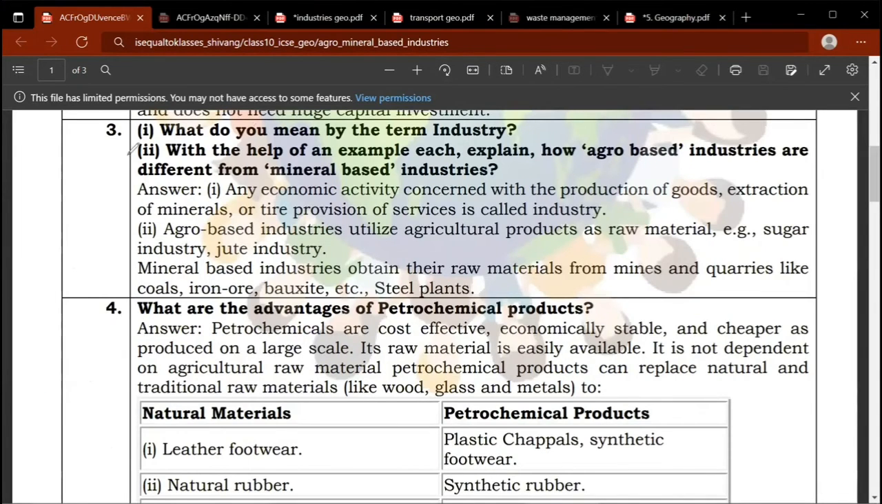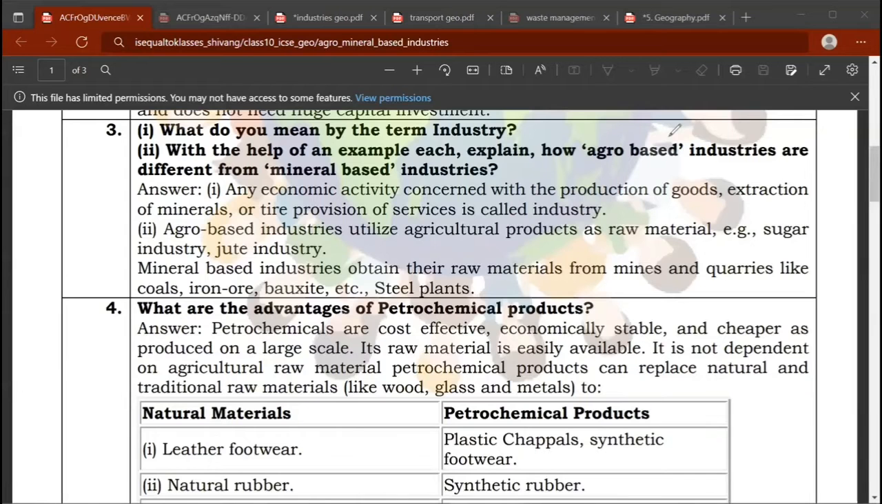What do you mean by the term industry? So any economic activity concerned with the production of goods, extraction of minerals, or the provision of services is called industry. Then moving on to the second question, with the help of an example, explain how agro-based industries are different from mineral-based industries. So agro-based industries utilize agricultural products as raw materials such as sugar industry, jute industry, etc. Then you have mineral-based industry which obtain the raw materials from mines and quarries like coal, iron ore, bauxite, etc.